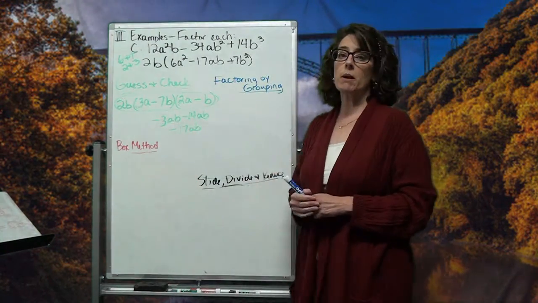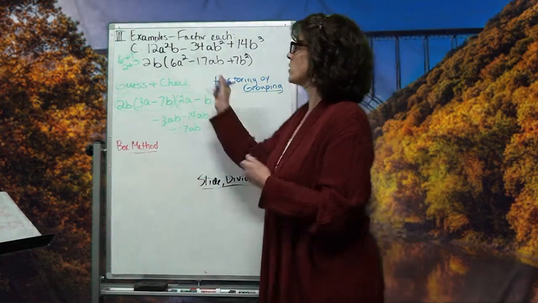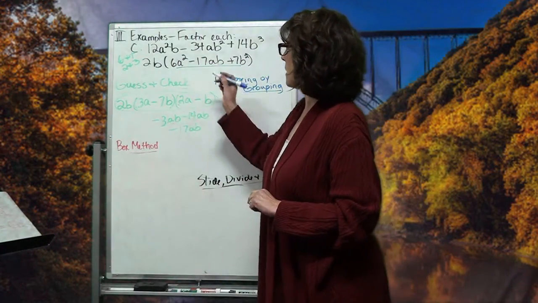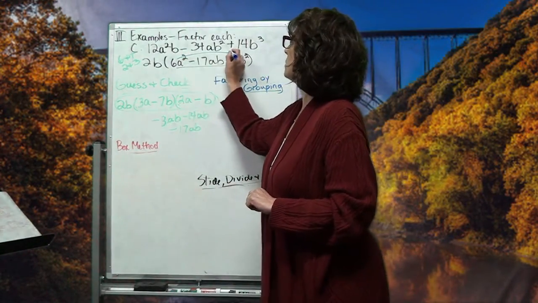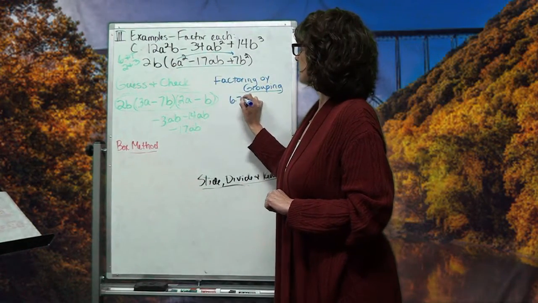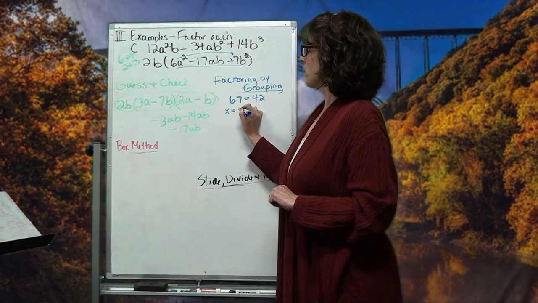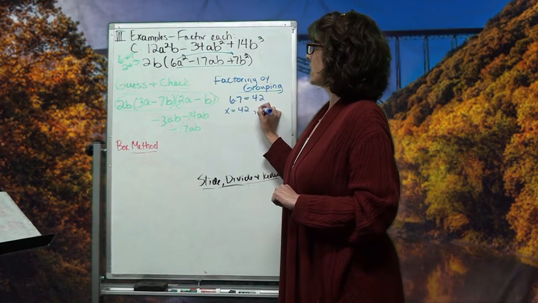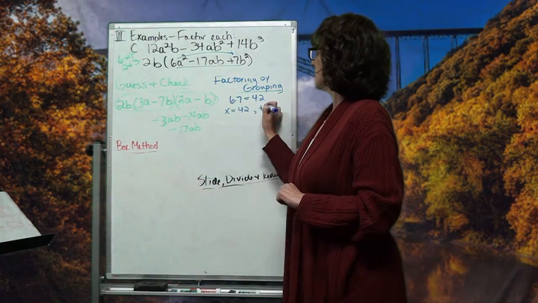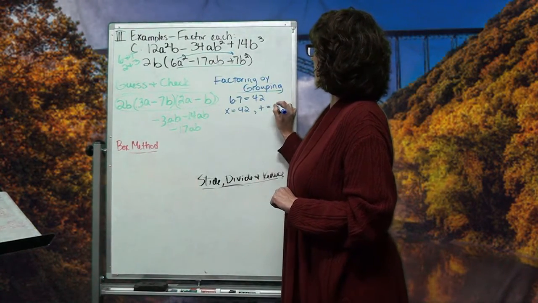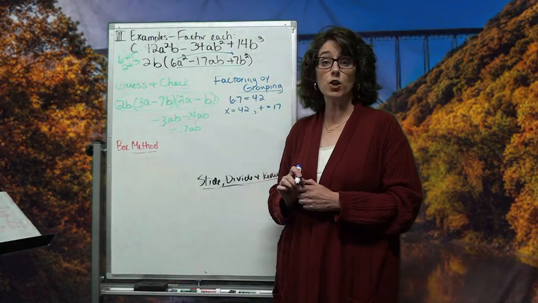Now, let's try factoring by grouping. Remember, factoring by grouping only works on this piece. But the way factoring by grouping works is I'm going to take my 6, I'm going to multiply it to that 7. 6 times 7 is 42. So I want two numbers that are going to multiply for 42. They are going to add for that 17 that's in the middle. Now, the two numbers that multiply for 42 and add for 17 are a 14 and a 3.